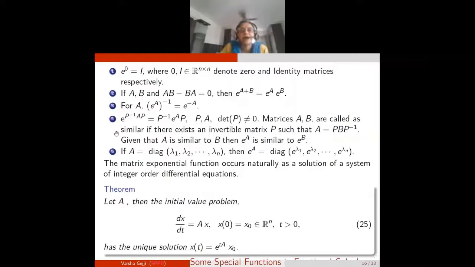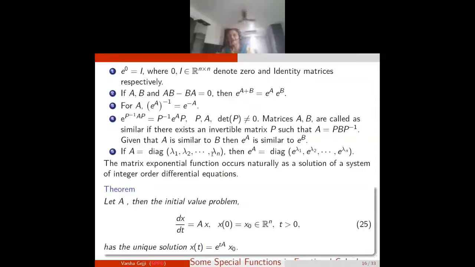The fourth property is exponentiation of P inverse A P. This is a similarity transformation on the matrix, and it is nothing but P inverse e to the power A P, where P is an invertible matrix. So when you have A and B similar matrices, you can do this. And what do you get? e to the power A is e to the power P B P inverse, which is nothing but P e to the power B P inverse, this product. So this is a finite product, and exponentiation is an infinite series.